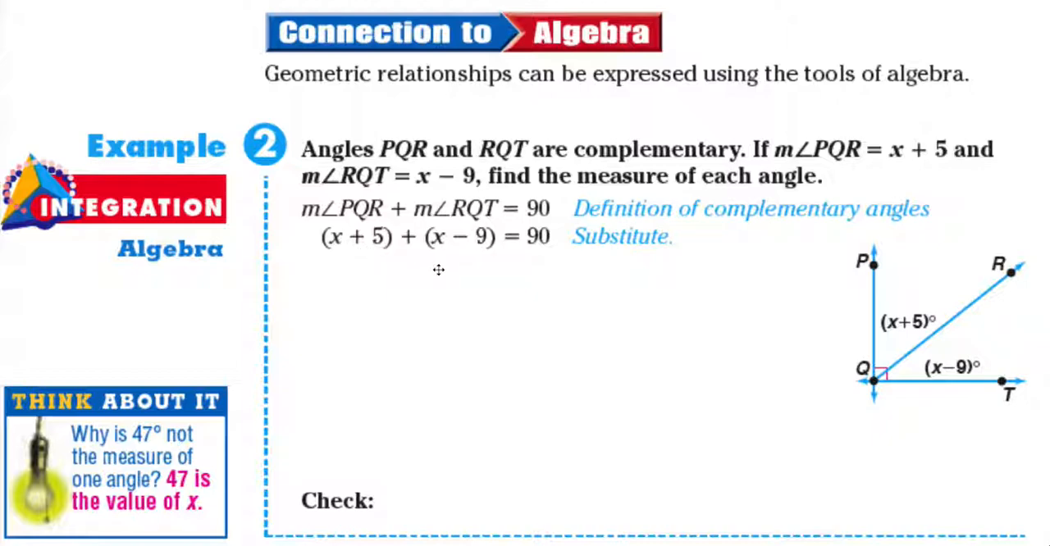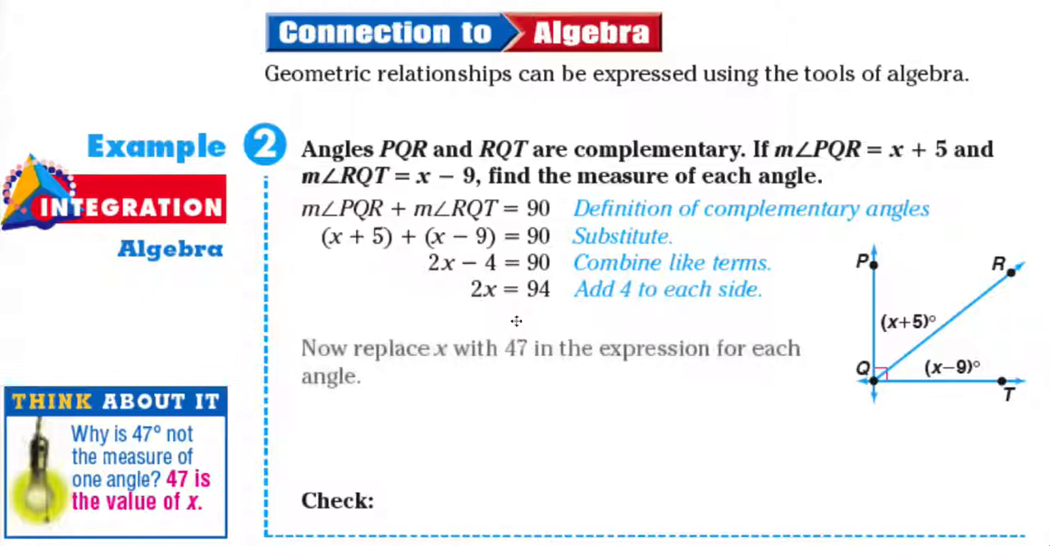So it's going to be 2x minus 4 equals 90. We simply combined like terms, and this is a simple two-step equation. We add 4 to both sides. We end up with 2x equals 94. And we divide 2 to both sides of the equation, which is 47.